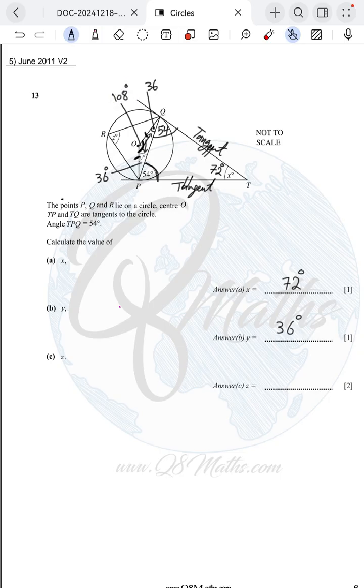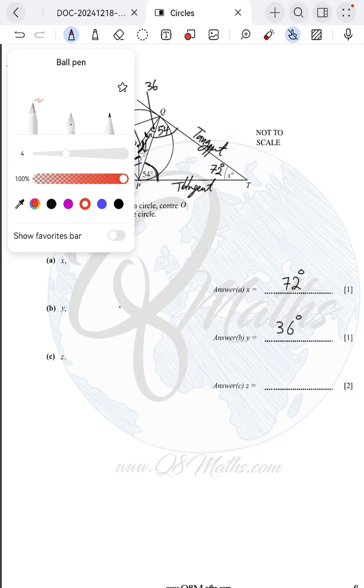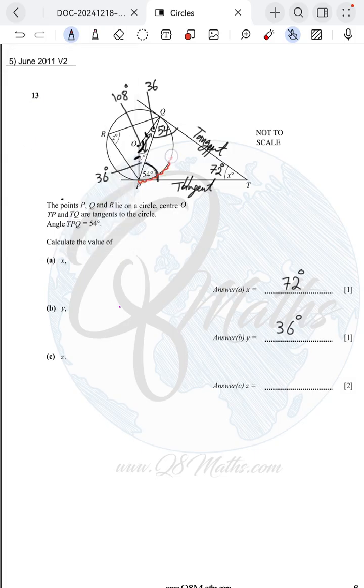If you look at this 108, it's an angle at the center, and this arm is a radius, and this arm is a radius, and the angle lies at the center. So this angle is an angle at the center, or a central angle. It sweeps from P to Q, or from Q to P. So P to Q or Q to P, here is the arc.